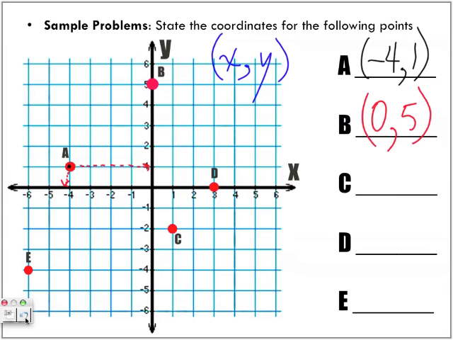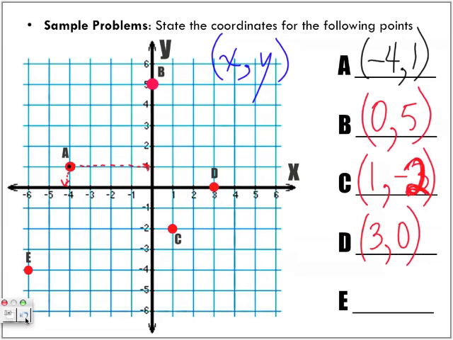Next one, we're looking at point C. Where is my x value? At 1. And my y value? Where are we going to get? -3? 2? Is it 2? -2. Letter D. Where are we on x? 3. And our y value is where? 0.